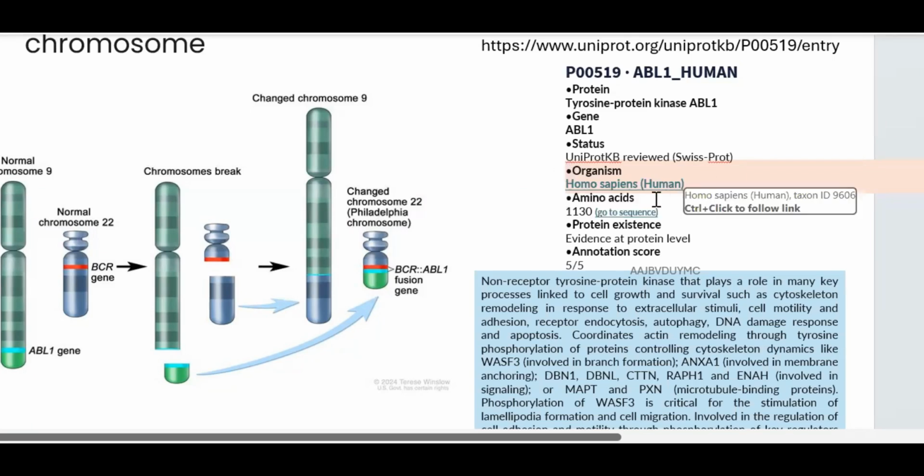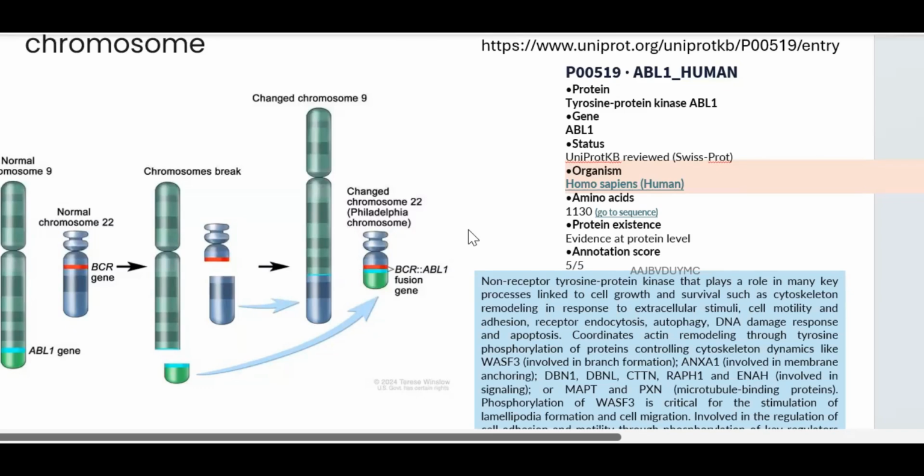What is the amino acid composition? There are about 1130 in the sequence. So protein existence, yes, evidence at protein level, and annotation score 100%, you can say 5 by 5, that is complete annotation is available. So this is how data about these gene sequences are available on the internet also, in the protein databases also, nucleic acid databases also.